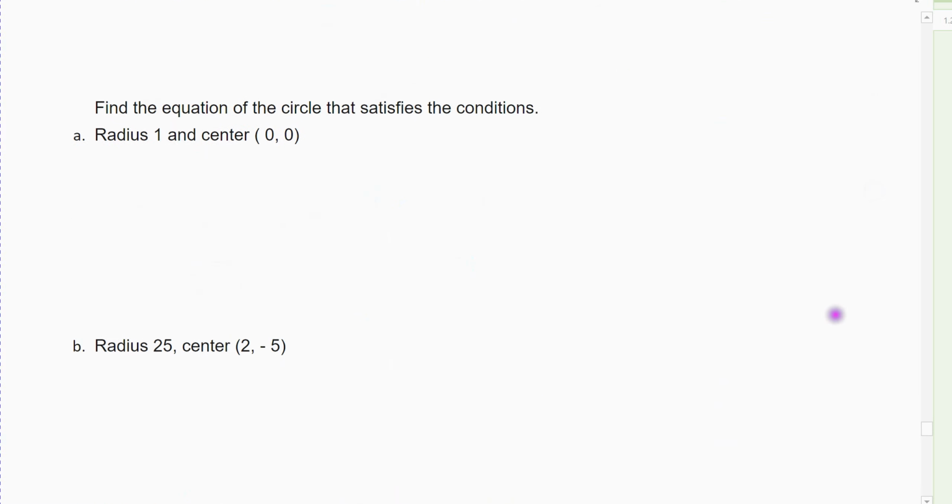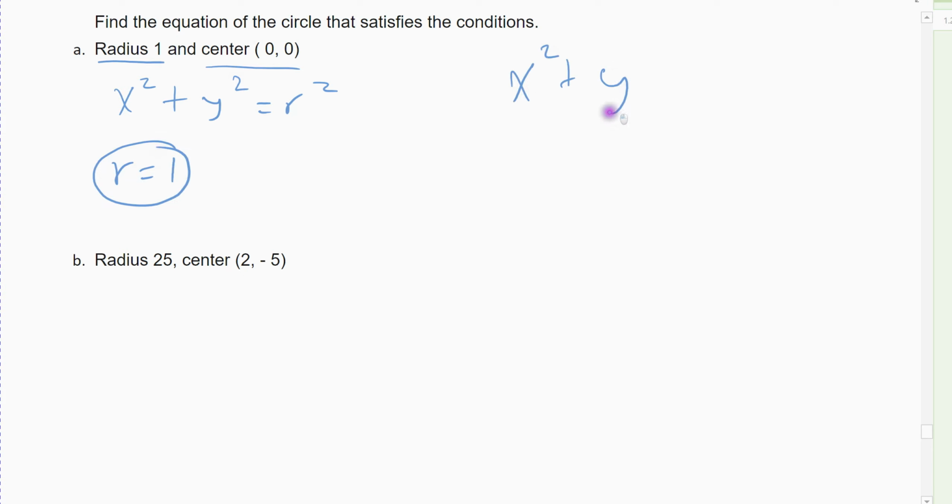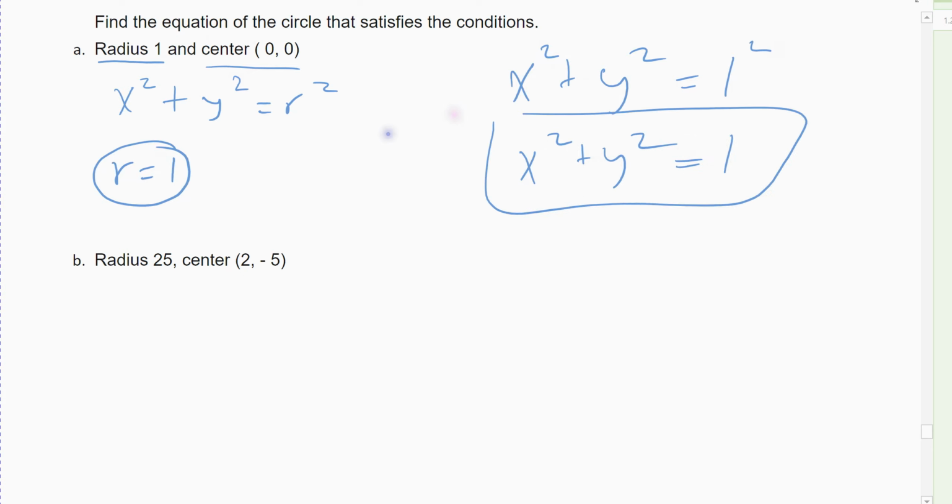All right, next example. Find the equation of the circle that satisfies the condition, well, has a radius of 1 and a center at the origin. So it's x squared plus y squared equals r squared. R is 1, right? And so this is x squared plus y squared equals 1 squared, which is just 1. In case you don't know, that's the unit circle, right? It's centered at the origin with a radius of 1, but that's all we're asked to find is the circle.